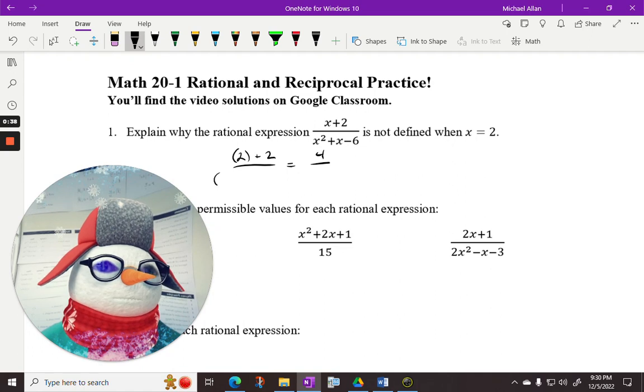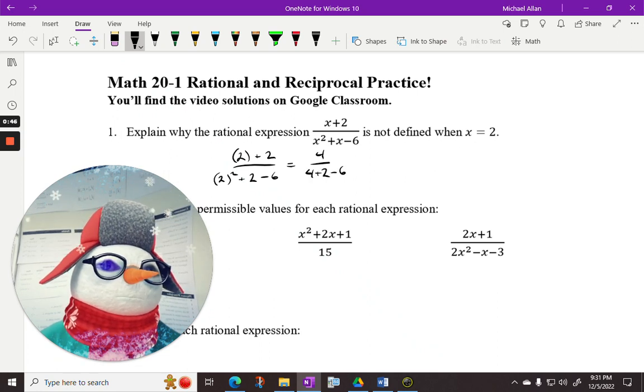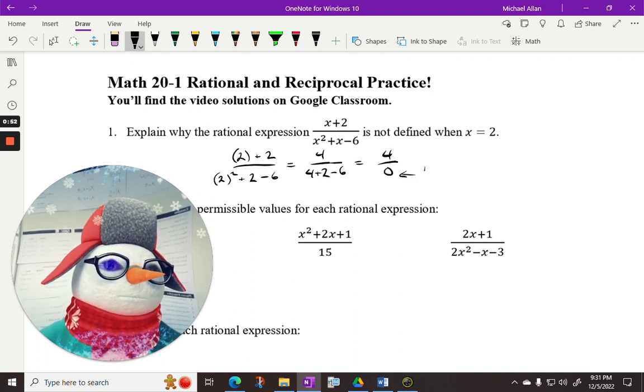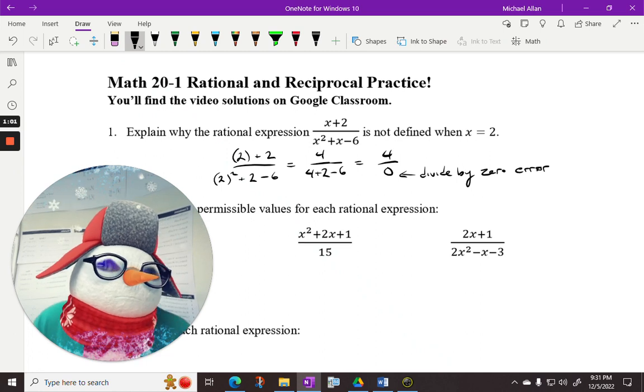But then here, if I put a 2 here, so I've got 2 squared plus 2 minus 6, what are we going to have? We've got 4 plus 2 minus 6. So 4 plus 2 minus 6, that's 0. Oh, so we get this divide by 0 error, right? So we can't divide by 0.